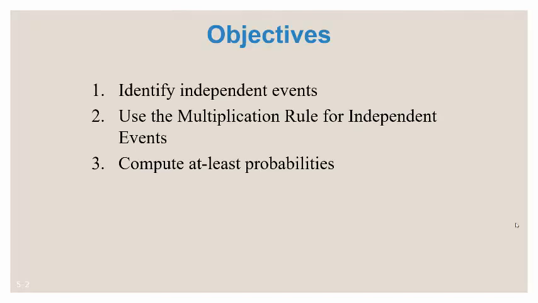So this lecture has three objectives. First thing we want to do is identify what independent events are. Then we want to use the multiplication rule for independent events. In a follow-up lecture after this one, we'll talk in detail about what dependent events are, and then the multiplication rule for dependent events. It's a different concept. And then we're going to end this lecture talking about how you compute what are called "at least" probabilities.